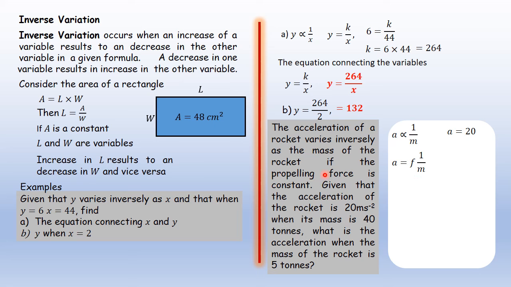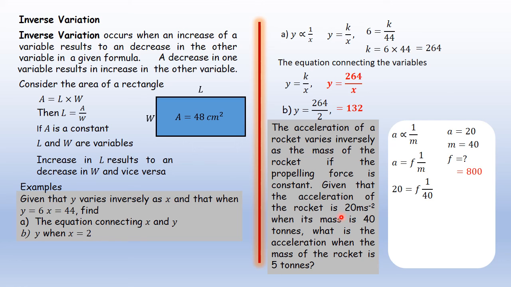Now we're told that the acceleration is 20, A is 20, when M is 40, so we need to find the value of F so that we know the general formula connecting A and M. So I put the values in the formula. I'm going to have 20 is equal to F times 1 over 40. Multiply both sides by 40, you get F is 800. And therefore, the general formula is actually A is equal to 800 over M.